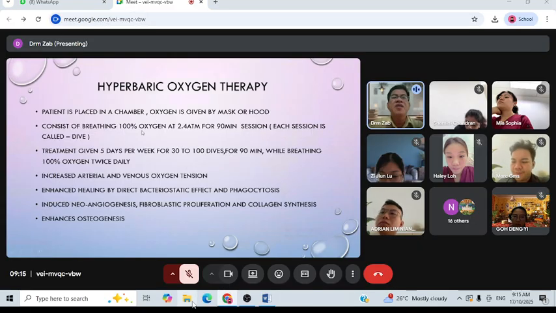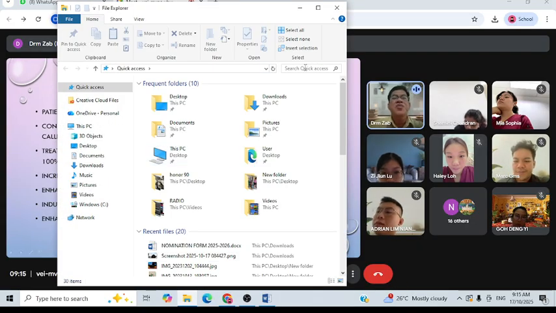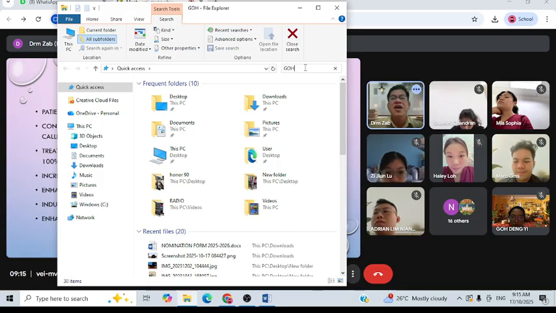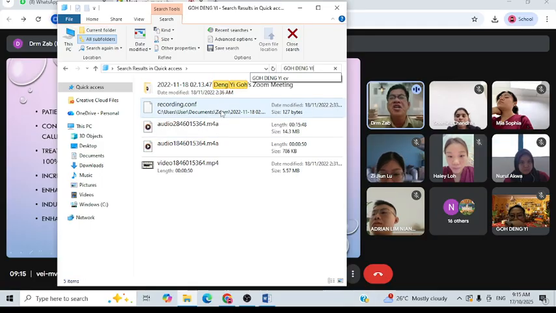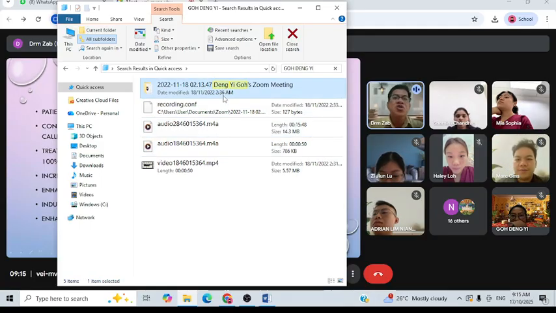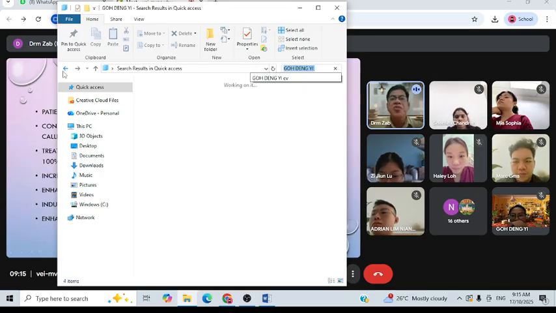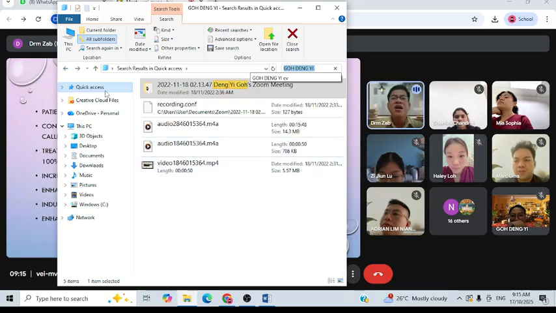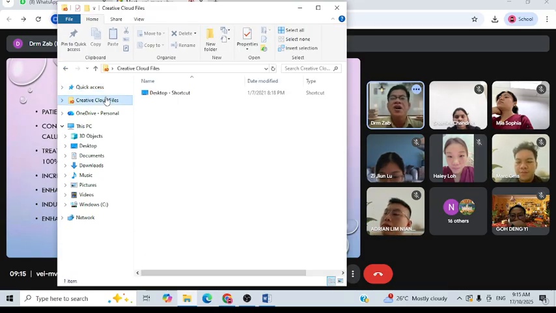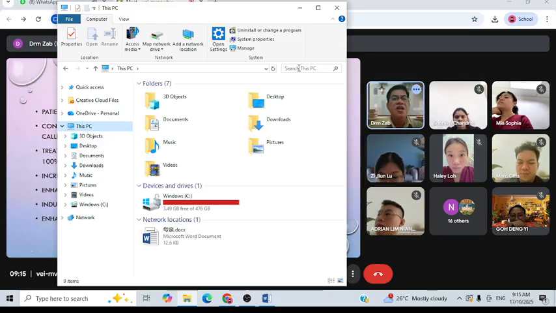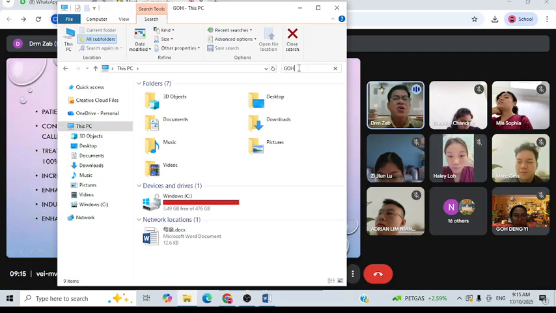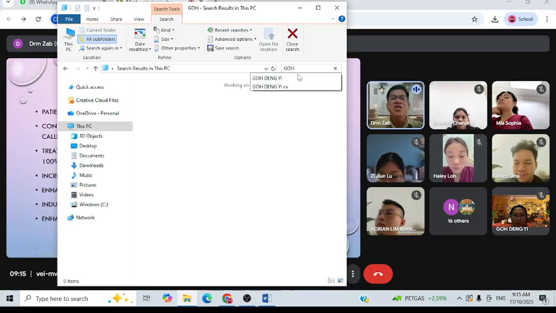And then this hyperbaric oxygen therapy consists of breathing 100% oxygen at 2.4 atmospheric pressure for a 90-minute session. And each session is called a dive, right? So the treatment will be given 5 days per week for at least 30 to 100 dives, each with a duration of 90 minutes.